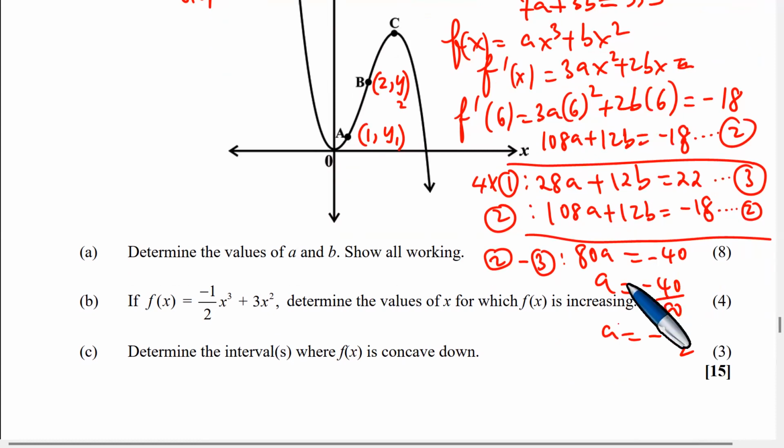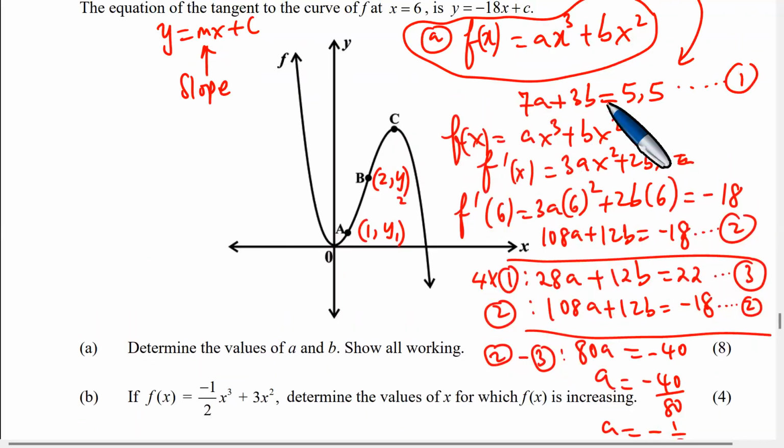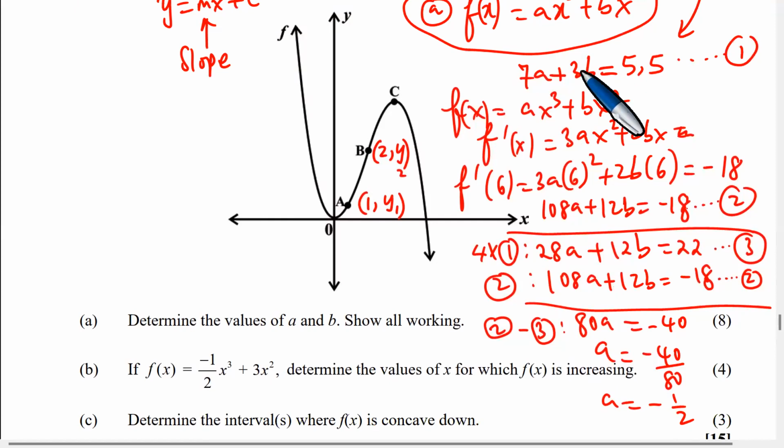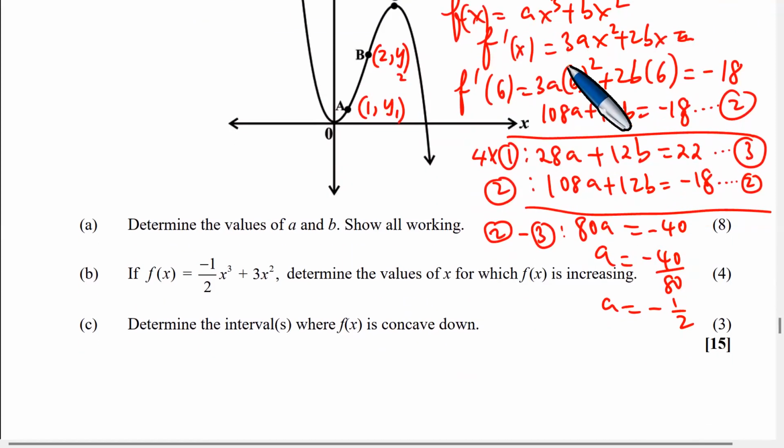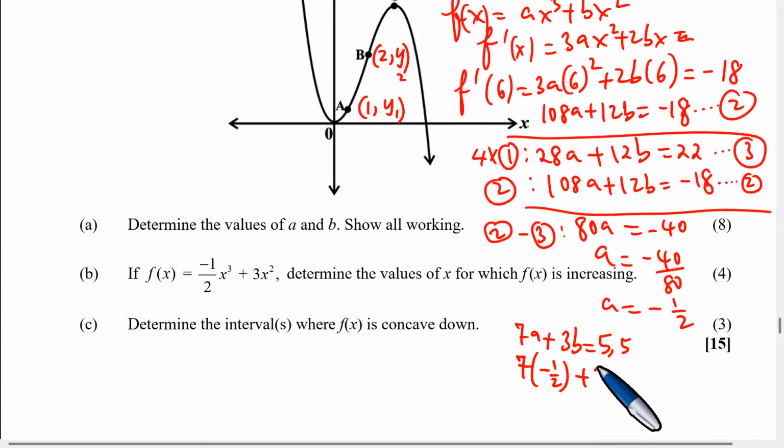So it is in one of the IEB exams that this question was asked in 2016 November. But now look at this carefully. For example, you have equation 1, which is this, and you have equation 2, which is that. Let's use equation 1. We want to find the numerical value of b. 7a plus 3b equals 5,5, which is 7 times minus 1/2, plus 3b, equals 5,5.